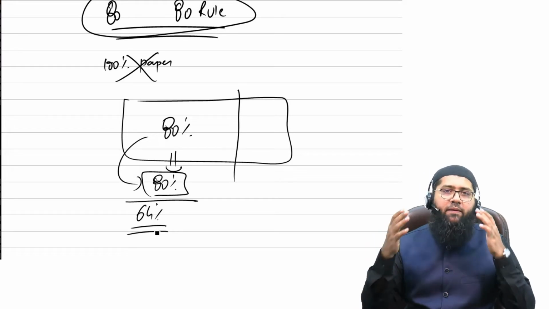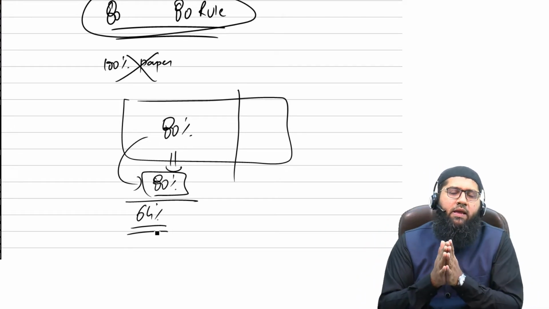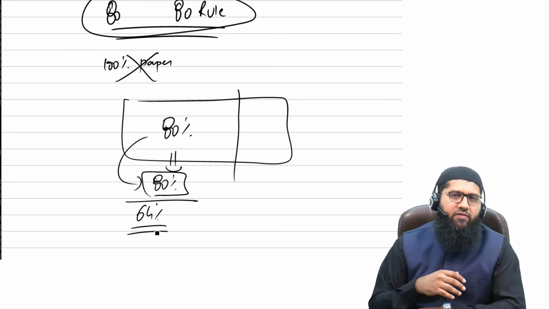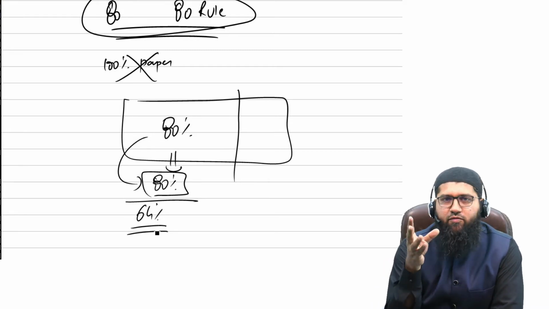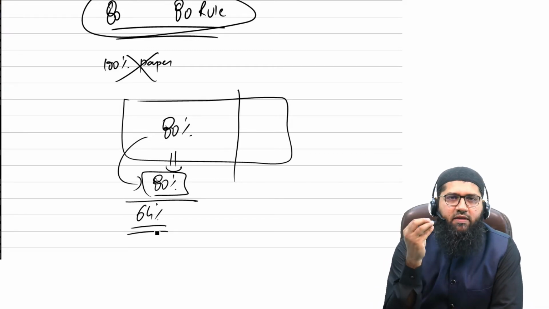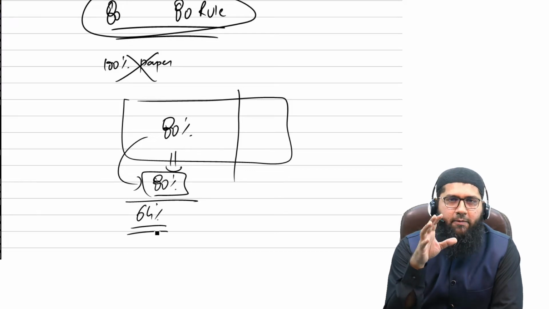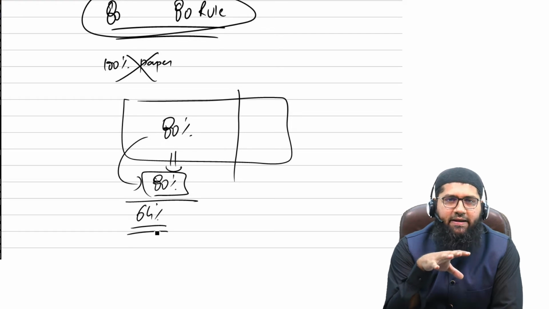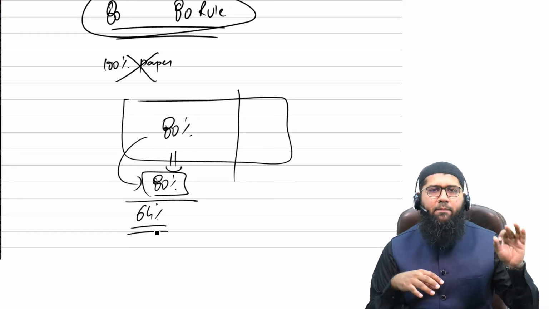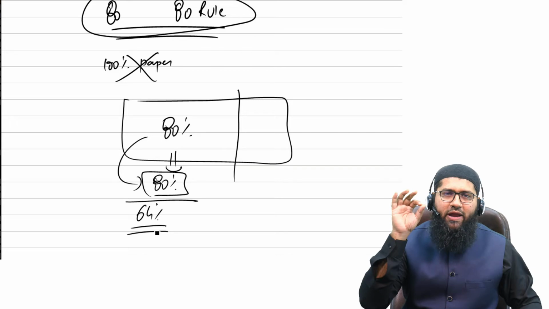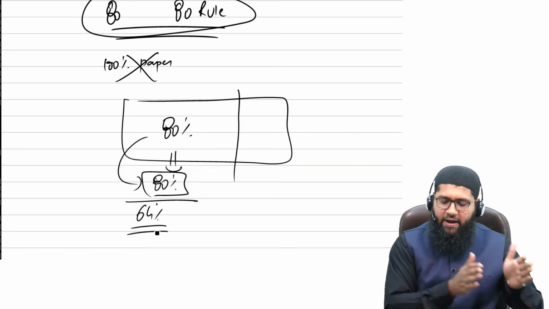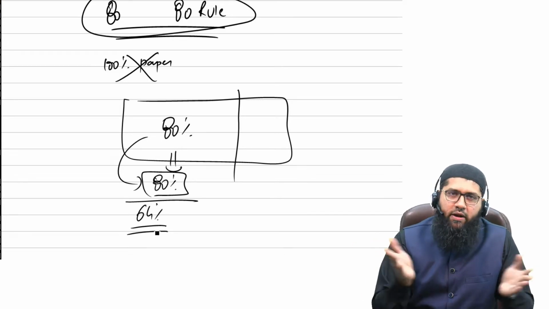This may not be the first time that I am discussing this. I may have discussed this approach multiple times, but believe me, this is the reality and the realistic approach, that you should adopt an 80-80 rule. What do we mean by adopting the 80-80 rule? You do 80% of the paper, you do it 80% correctly, you end up getting 64% marks, and you end up passing.